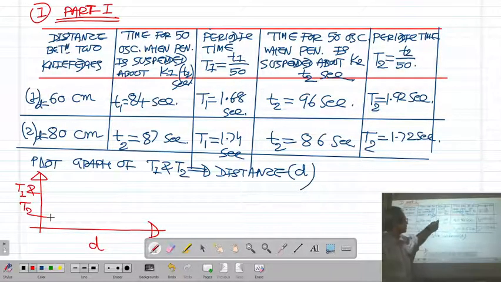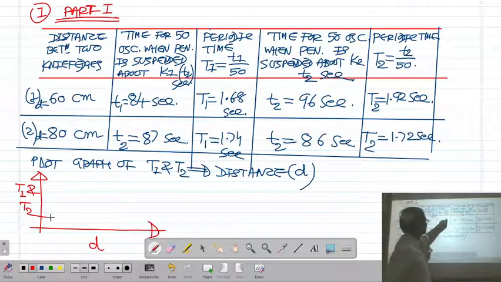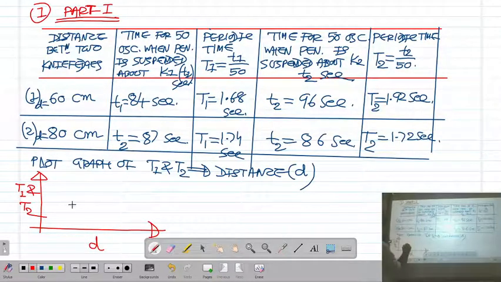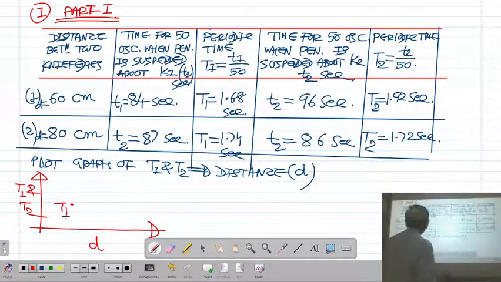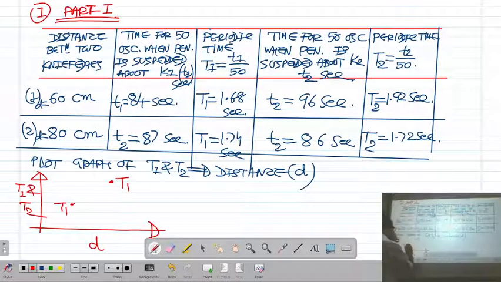First, the distance between the two knife edges is 60 centimeters. The periodic time T1 is 1.68 seconds, so suppose this is the point for T1. For 60 centimeters distance, the periodic time T2 will be 1.92, so that point comes here. You can connect these two points for T1. You can do it yourself.